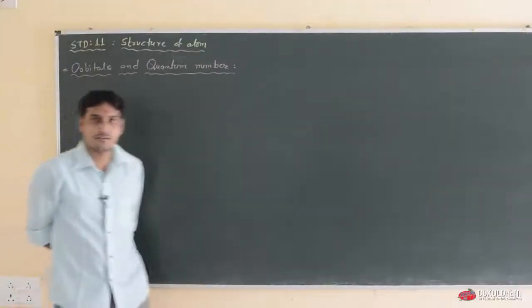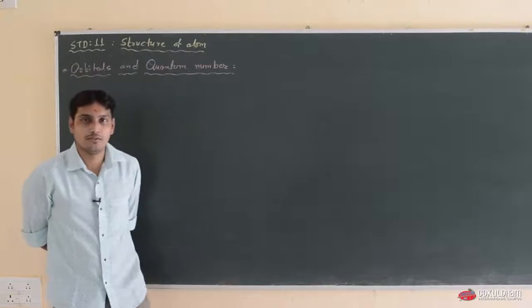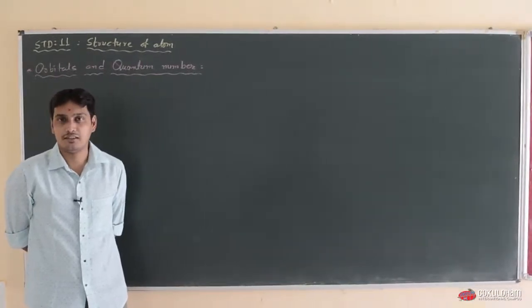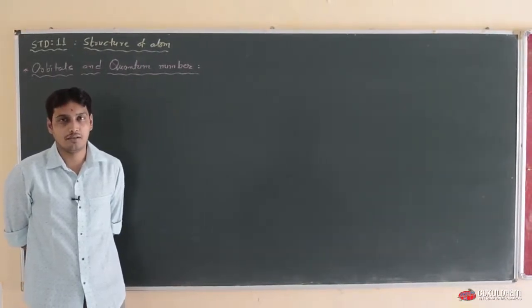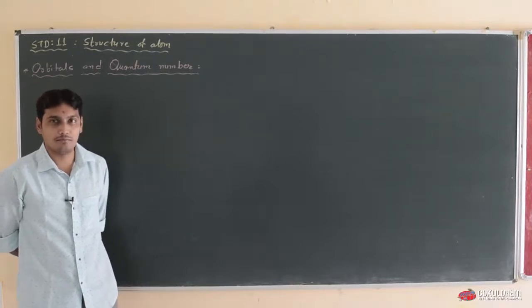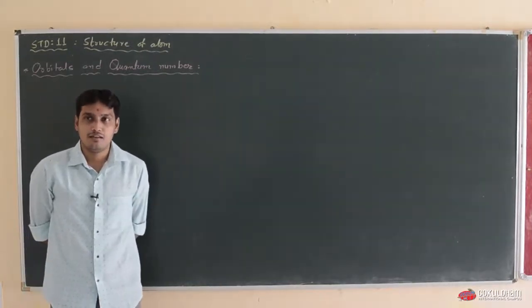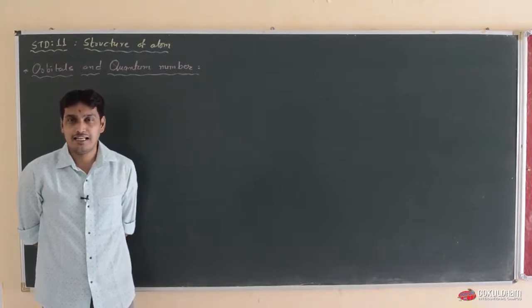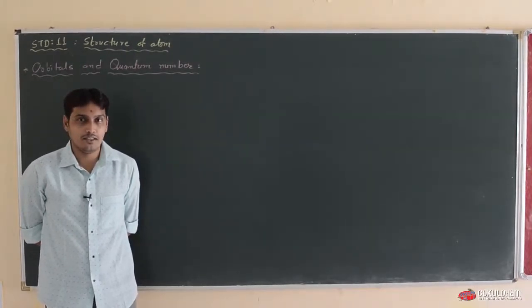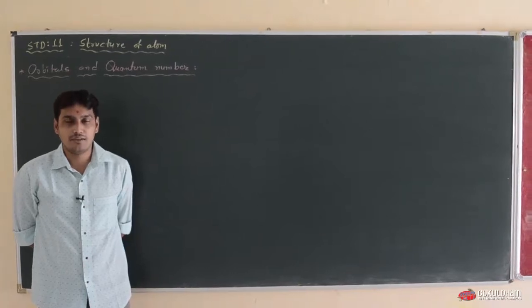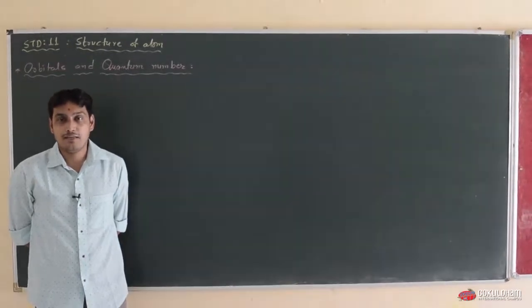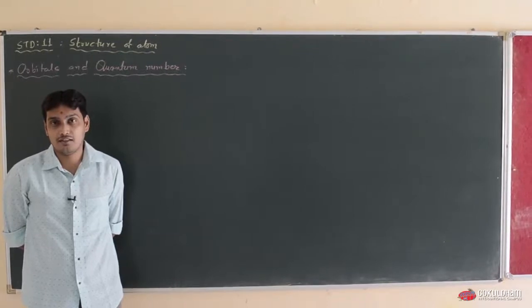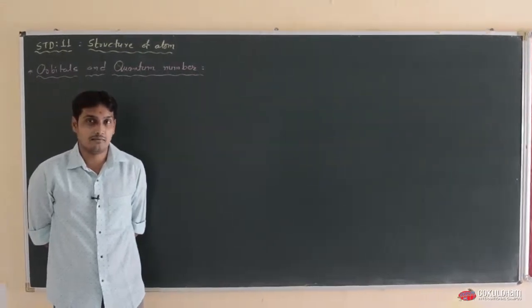Hello dear students. Today we are going to discuss orbitals and quantum numbers. Now, what do we mean by quantum number? We know that a number of electrons are present in an atom, and electrons are present in orbitals. So there is one possibility: many orbitals are present for any single atom.